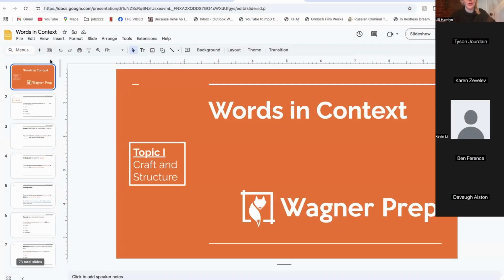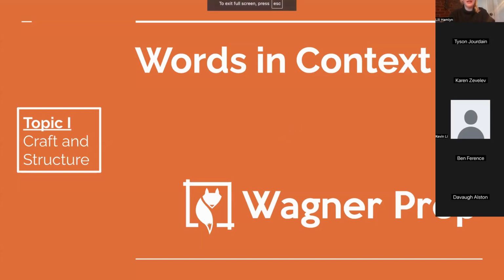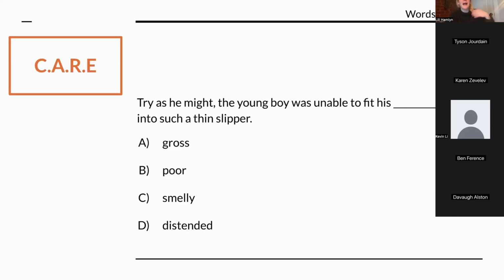All right. So, words in context. These are the vocabulary questions on the SAT, right? What we have here is what we get. Obviously, this is not exactly what they're like, but the structure is the same, right? So it will say something like "try as he might." We get this blank word, and then we get all the options that could go, right?